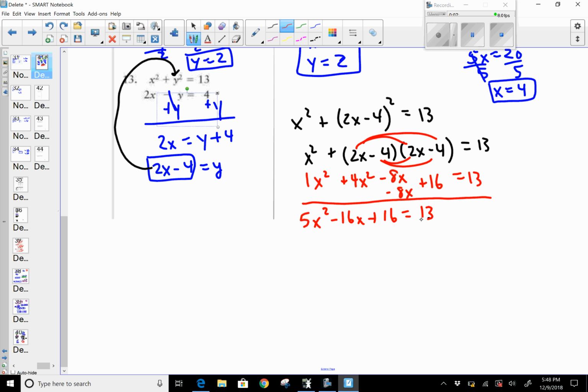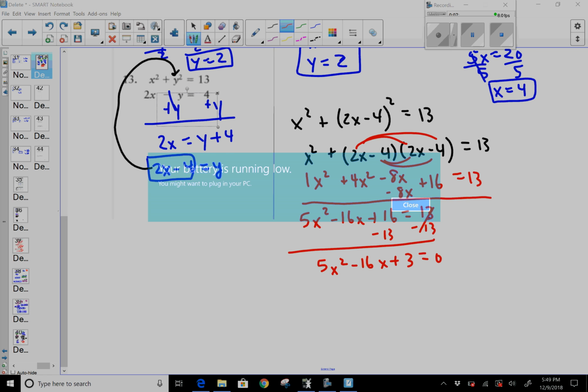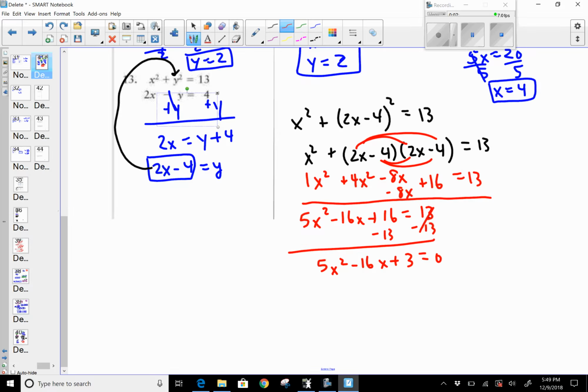And then here the goal is to get the x by itself. So I'm going to go ahead and subtract 13 from both sides, minus 13. So I get 5x squared minus 16x plus 3. That cancels out, is equal to 0. I'm going to do AC method, which I showed you some time ago.